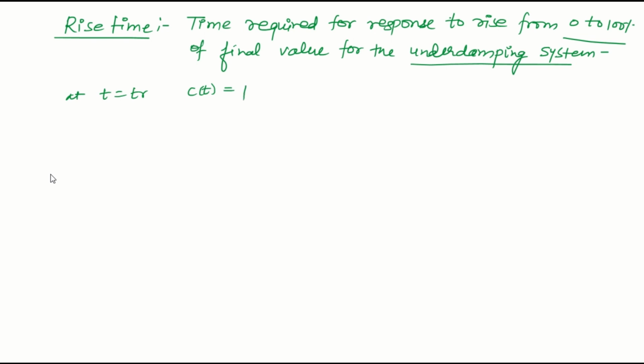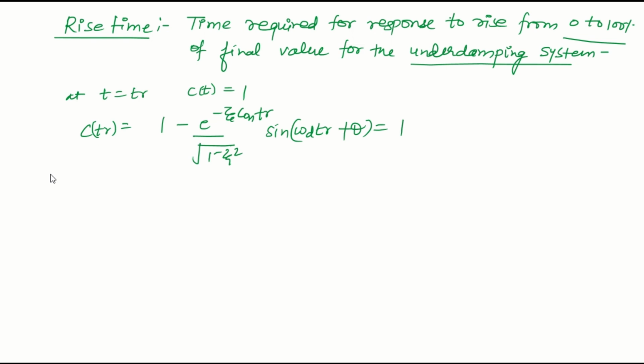So, at t equals to tr, the value of the rise of the system response should become 1, which is the final value, the 100% value of the steady state value. So, at t equals to tr, C(t) should equal 1. So, let us put this value. C(tr) is equal to 1 minus e raised to power minus zeta omega n tr divided by square root of 1 minus zeta square, into sine omega d tr plus theta, and this value should equal 1.